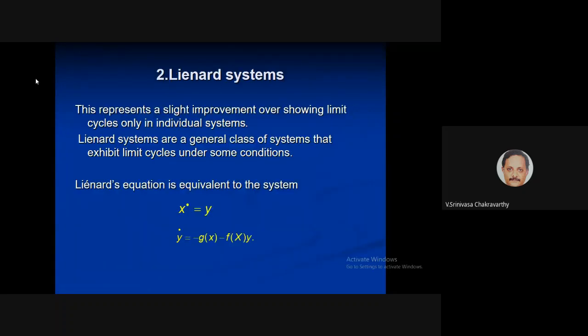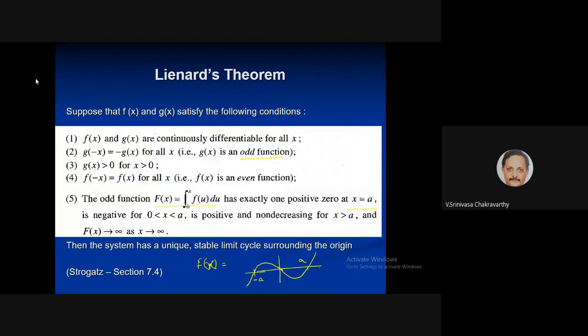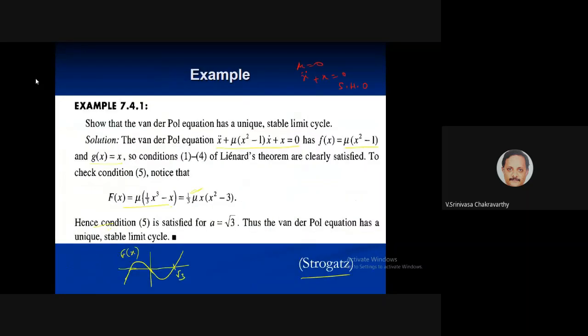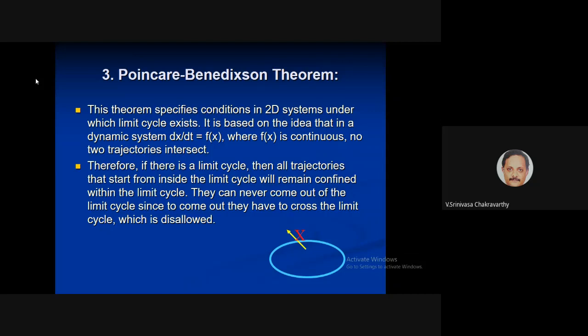Next, we saw this more general class of systems called the Liénard systems, where we just stated that if the equations have this form, what you see on the slide, where f and g satisfy all these conditions, then again you have limit cycles. We have seen the example of the Van der Pol equation, or Van der Pol oscillator, and we have shown that the Van der Pol oscillator equation satisfies the conditions of the Liénard theorem, and it shows a limit cycle. So we have come to this point.